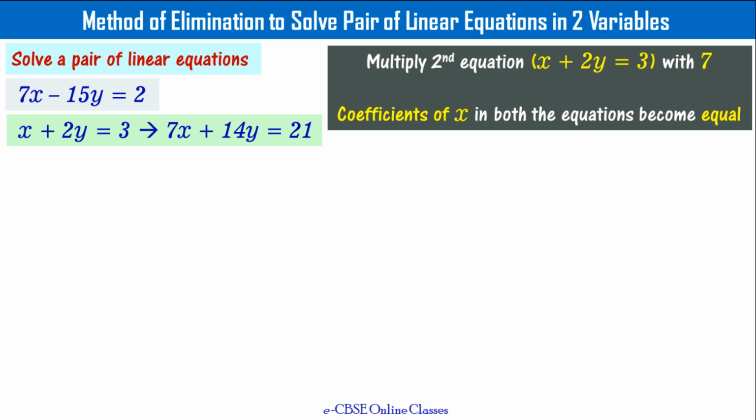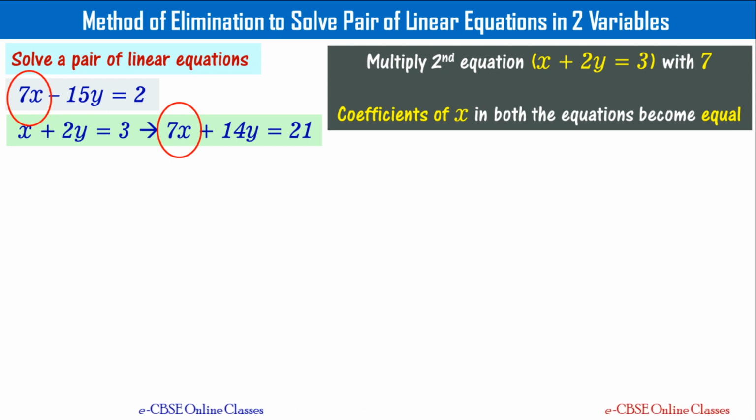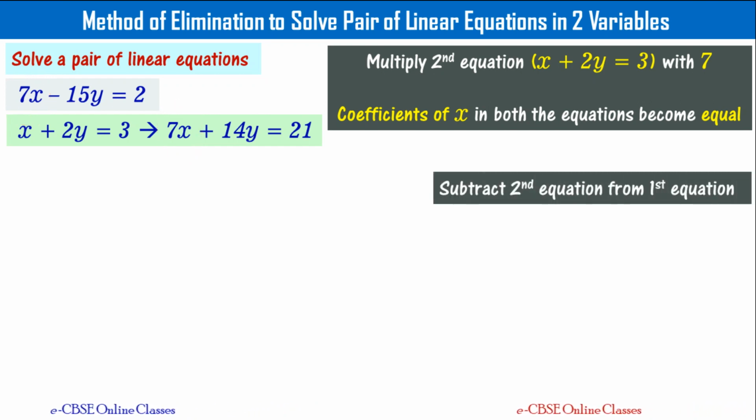If you observe, the coefficients of x in the first equation and the modified form of the second equation are same, right? Coefficient of x is 7. It is same. So whole idea of multiplying the second equation with number 7 is precisely that. We wanted to make coefficients of variable x in both the equations same or equal. Please take a note of that. The next step is let's subtract second equation from the first equation.